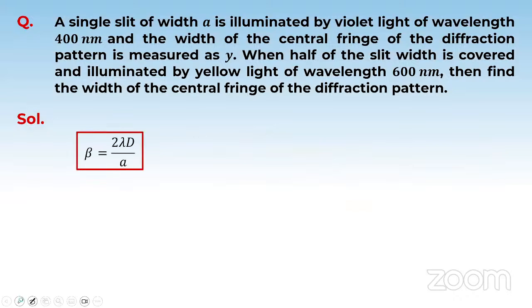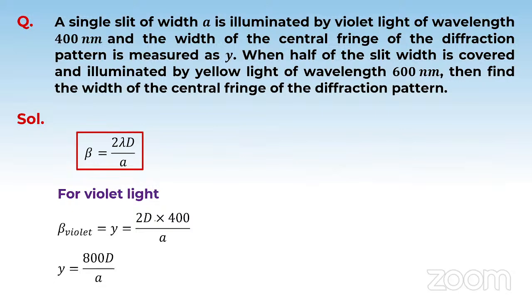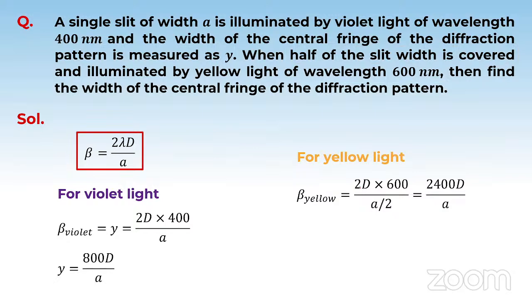Now beta, we know. How much width have I covered now? Half of the width we have covered with the yellow light. So beta violet, if you look from here, you can put down the value. For yellow light, half of the slit width is covered, which means a will become a by 2 and lambda will become 600 nanometer. So beta yellow will become 2D multiplied by 600 upon a by 2, which is 2400 D upon a. So we want to find out the width of the central fringe of the diffraction pattern.